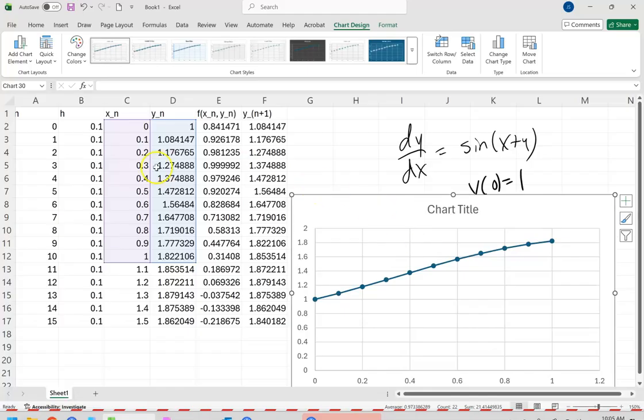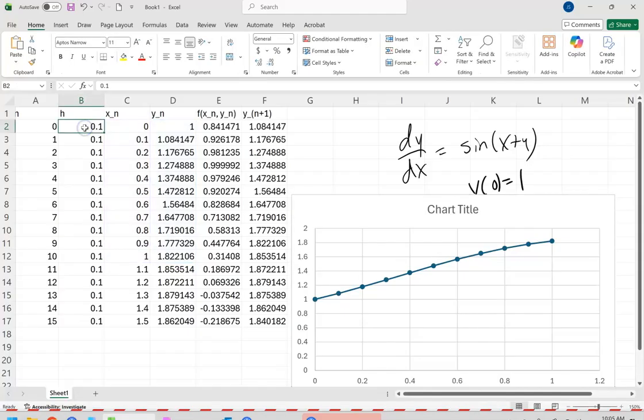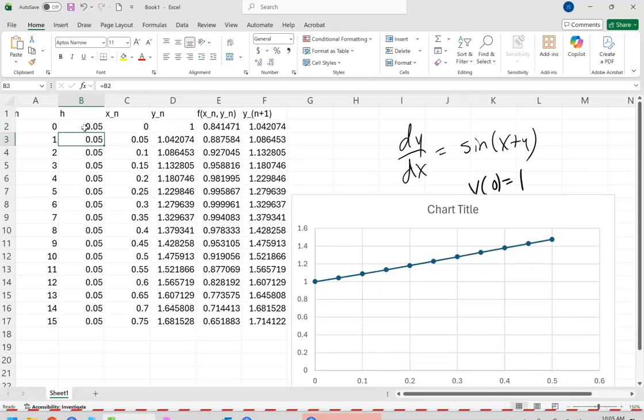Again, the idea behind this is now, if you wanted to reduce your step size, because reducing the step size should give you a better approximation, I can do that quickly. I can just change this to 0.05, and it changes all of them. And notice now that I have the chart in there, it also changed my graph, which is kind of nice. Although I cut it off at a half. It's pretty flat.